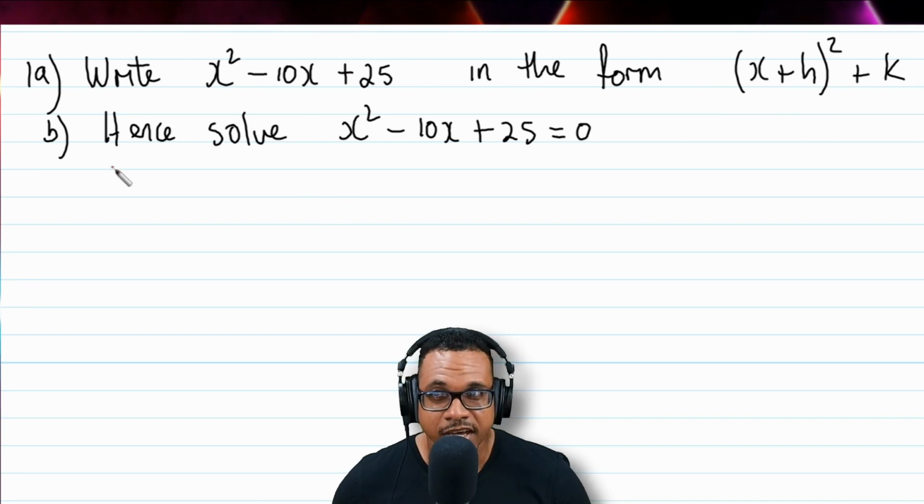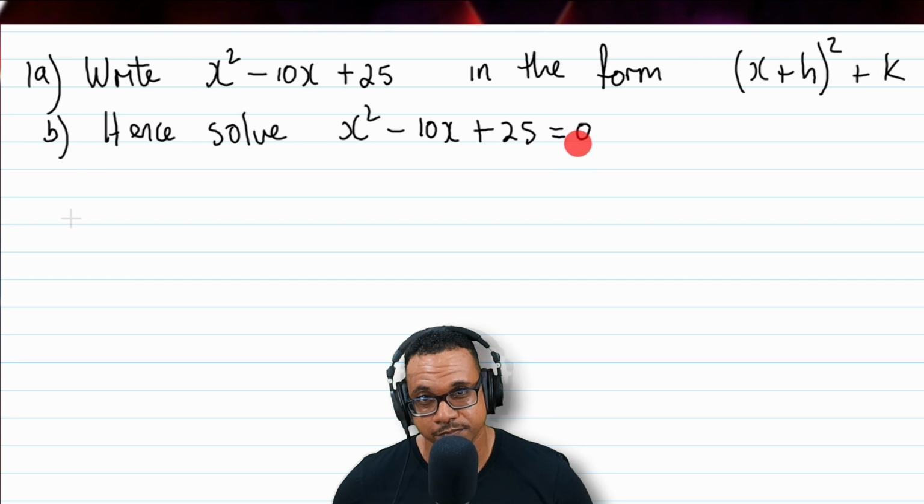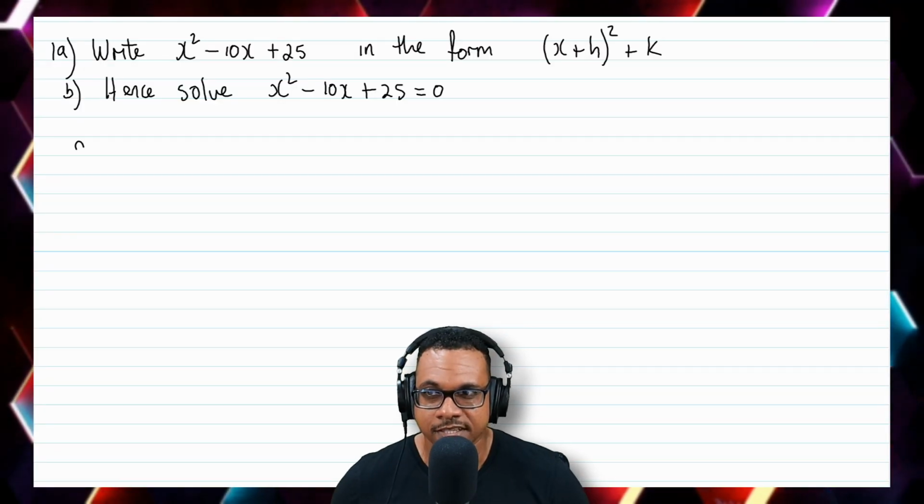Then for part B, we have hence solve x squared take away 10x plus 25 is equal to 0. So let's start with part A.